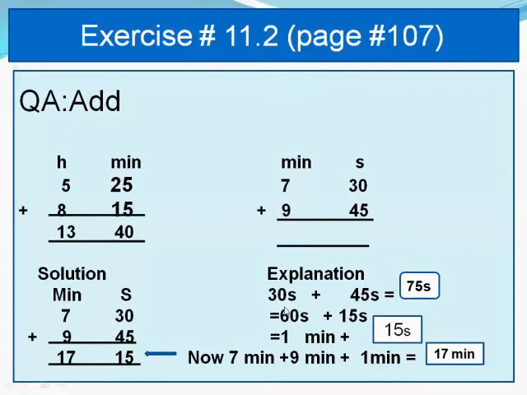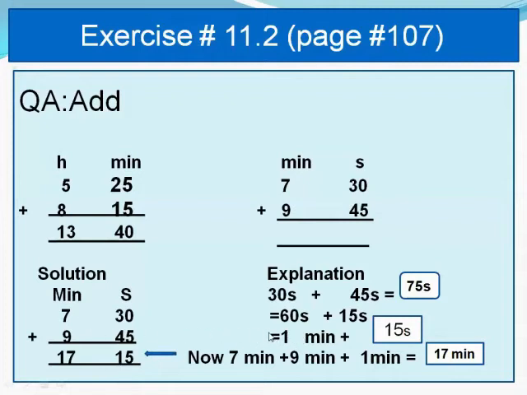How many 60s are in 75? Here is 60 seconds plus 15 seconds. This 60 seconds converts into the minute. 60 seconds is equal to 1 minute plus 15 seconds. So we have only 15 seconds left here, and 1 minute is shifted into the minute column. Now we add the minutes.